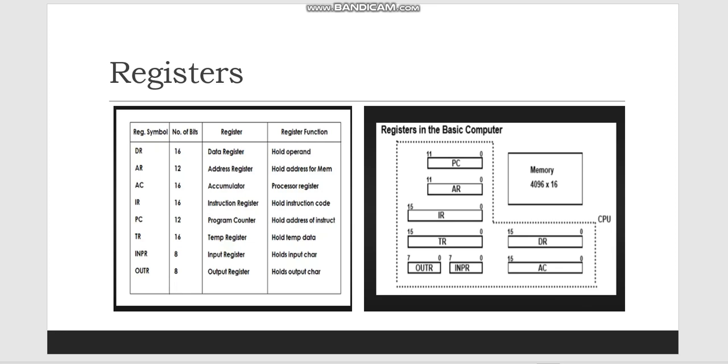Two registers are used for input and output. The input register INPR receives an 8-bit character from an input device. The output register OUTR holds an 8-bit character for an output device.